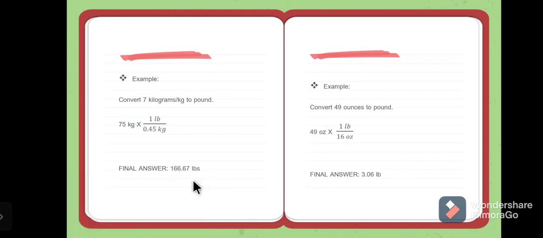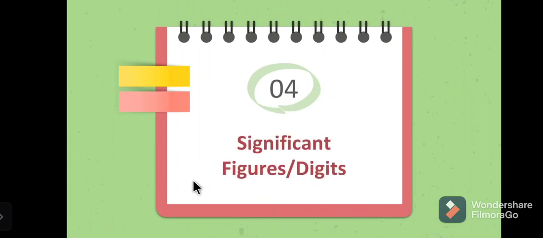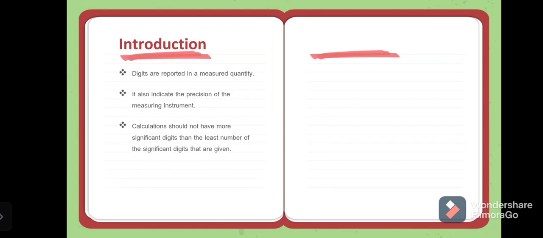We're now moving on to the next topic. The next topic is significant figures or digits. So what are significant figures or digits? They are the digits reported in a measured quantity. They also indicate the precision of the measuring instrument. Its calculation should not have more significant digits than the least number of significant digits that are given.